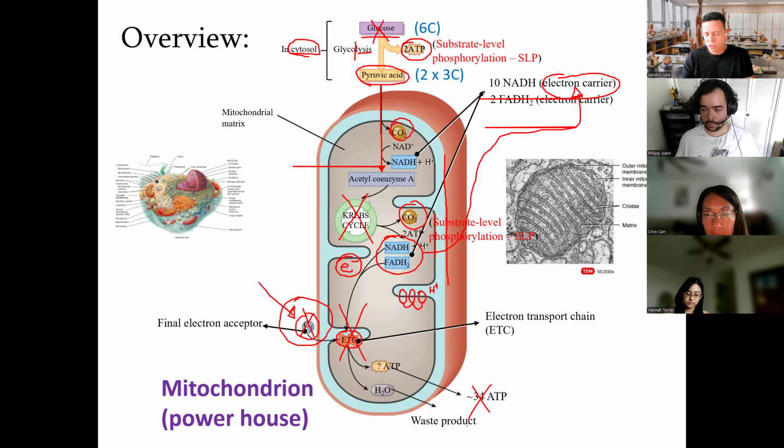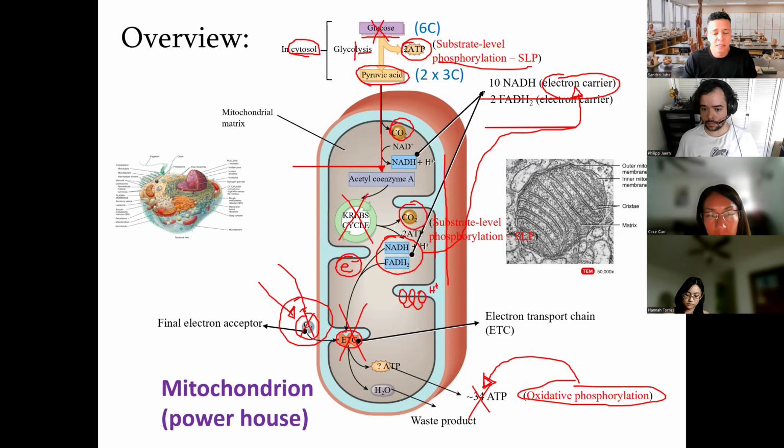Okay, so now let's do this. By the way, this process of forming these 34 ATPs is what we call oxidative phosphorylation. So we have oxidative phosphorylation and we have substrate level phosphorylation. We can see that oxidative phosphorylation is much more efficient. We can get 34 ATPs that way, but it does involve oxygen gas. Substrate level phosphorylation does not involve oxygen gas.